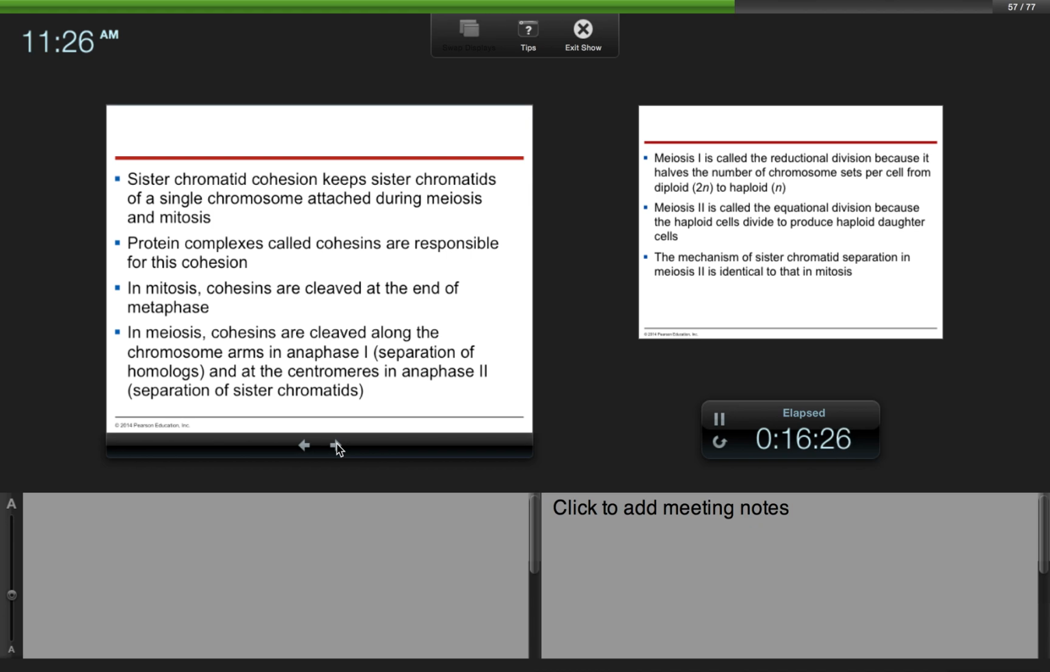In mitosis, cohesins are cleaved at the end of metaphase. In meiosis, cohesins are cleaved along the chromosome arms in anaphase 1, separation of homologs, and at the centromeres in anaphase 2, which allows the separation of sister chromatids.